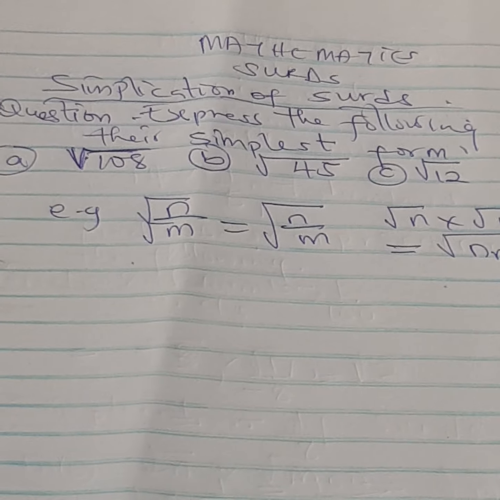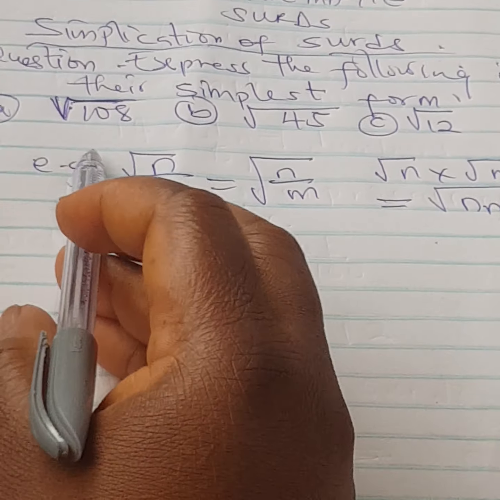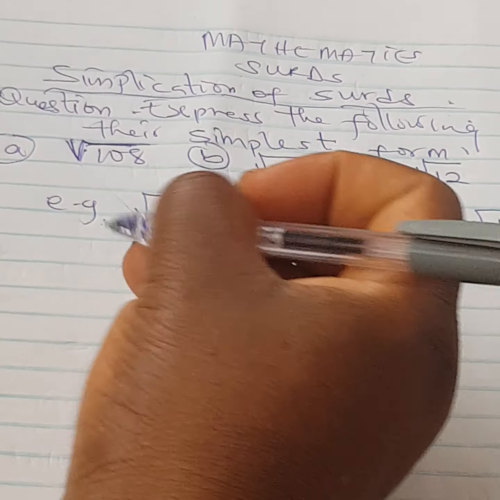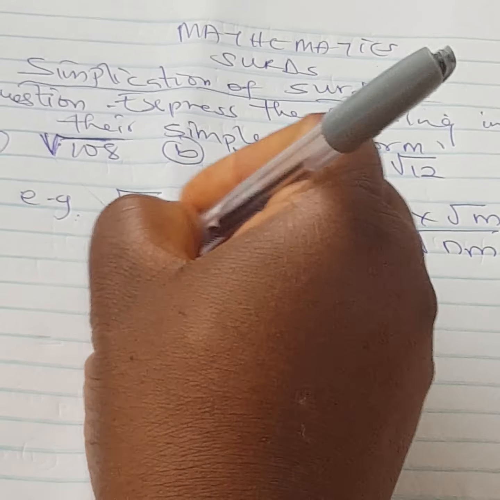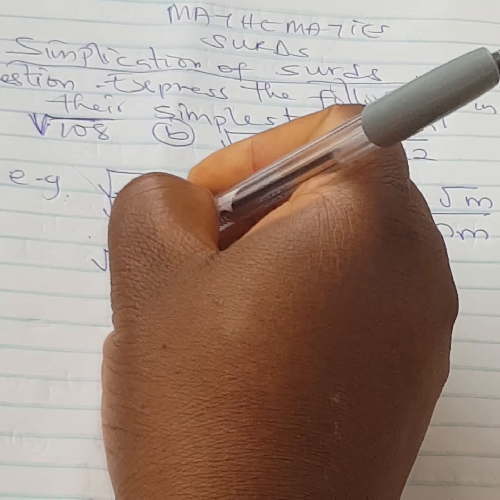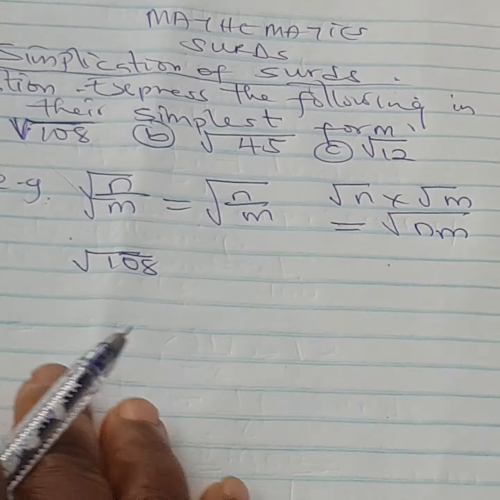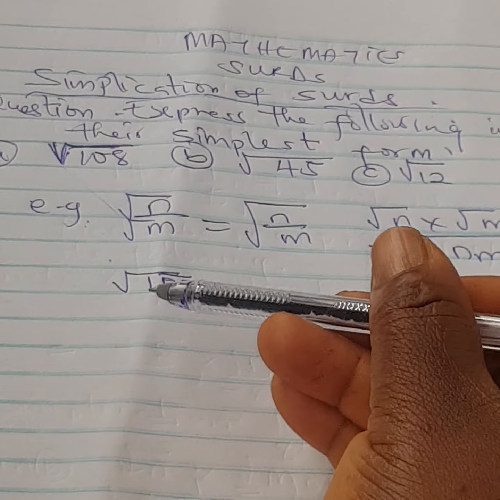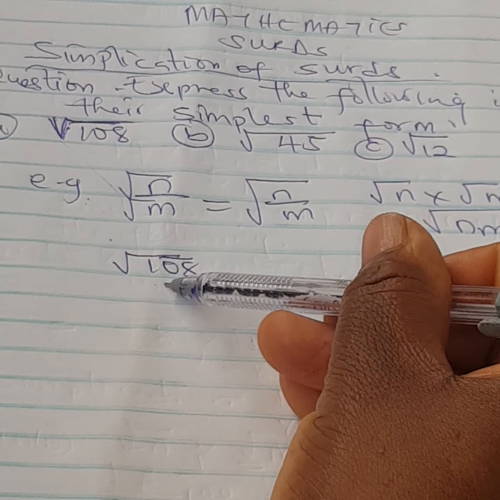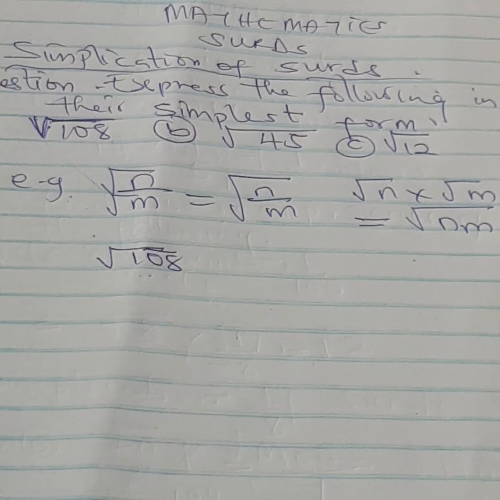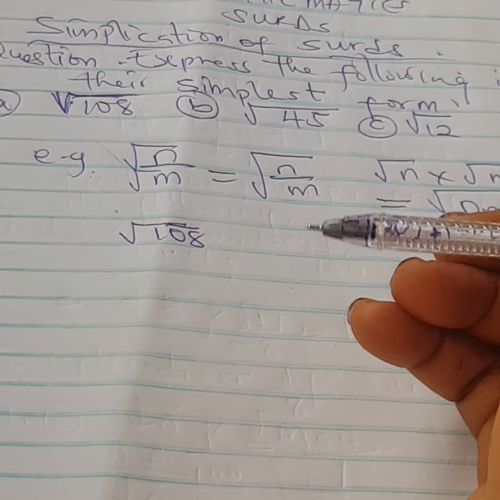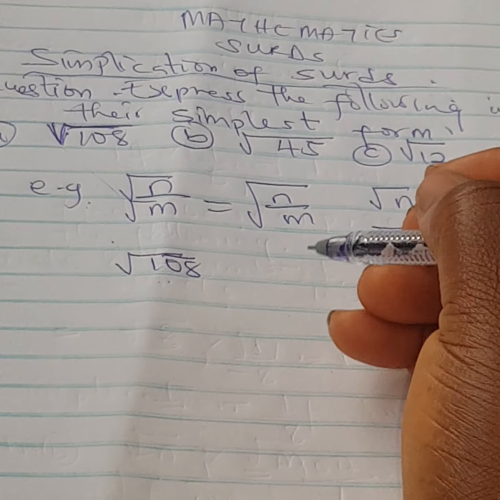All right, let's consider this question. Express the following in their simplest form. So the question A here says root 108. For you to express this number in its simplest form, you are going to split this number into two factors. To look for two factors, one a perfect square, the other one might not be a perfect square.